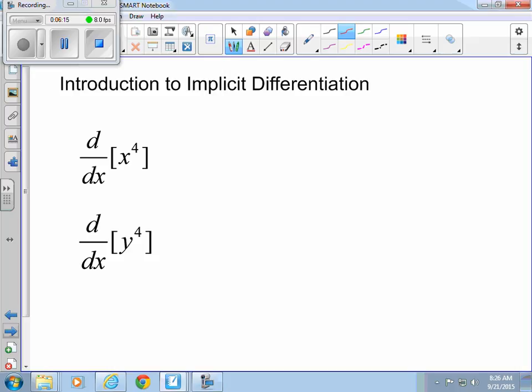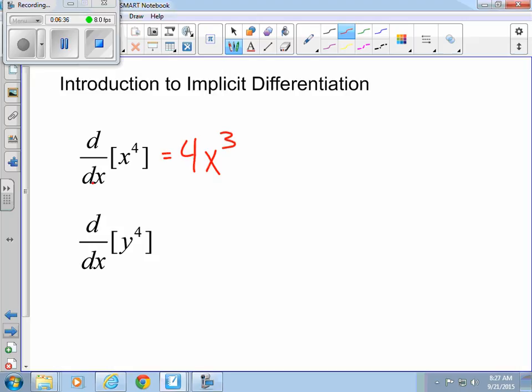Before we get too far into that, we need to go back to kind of the basics of a derivative and look at what we can do with things like the derivative of x to the 4th. So this one asks us to find the derivative with respect to x of x to the 4th. Well, I know that derivative is, you tell me what.